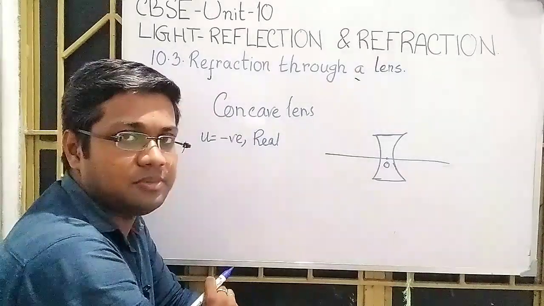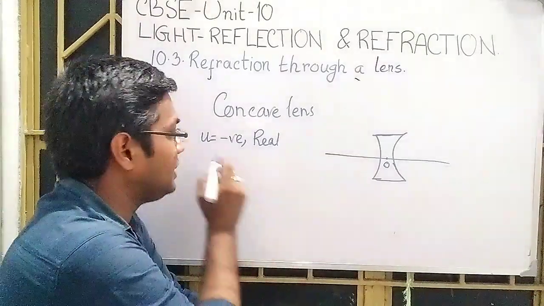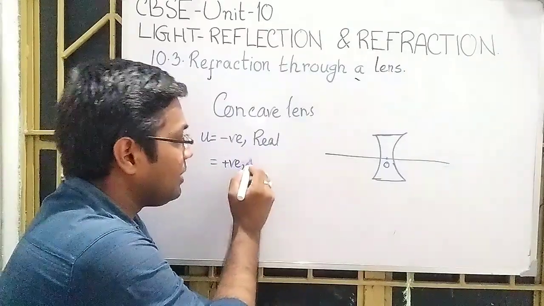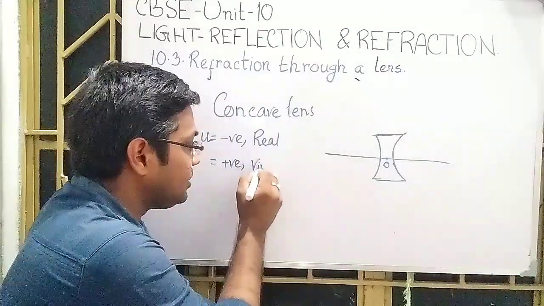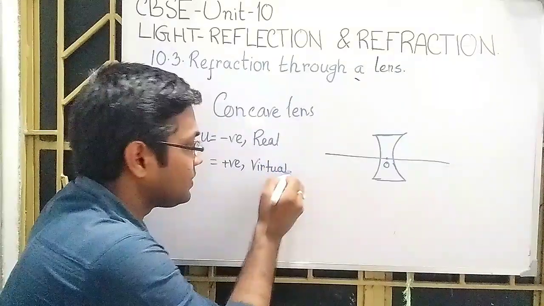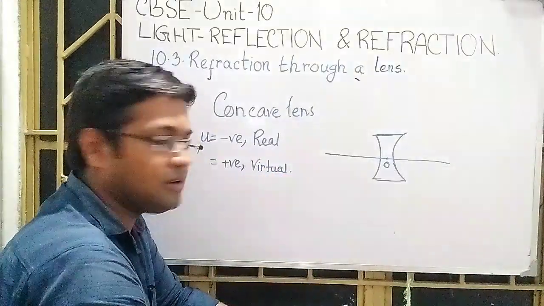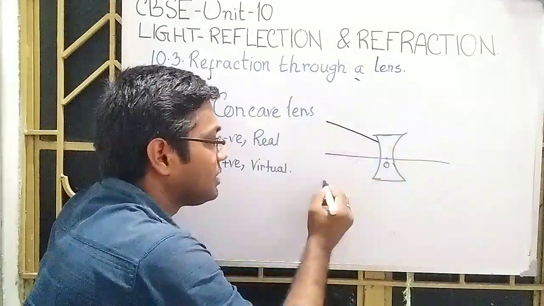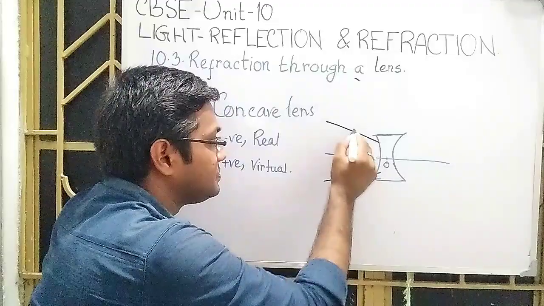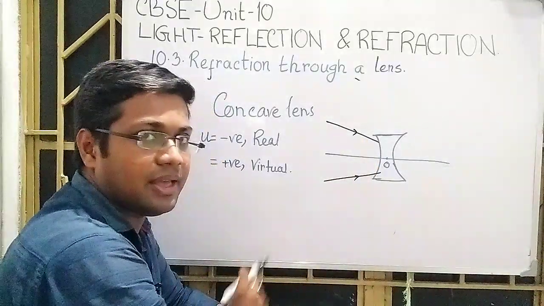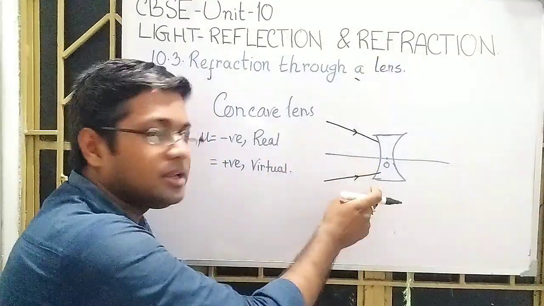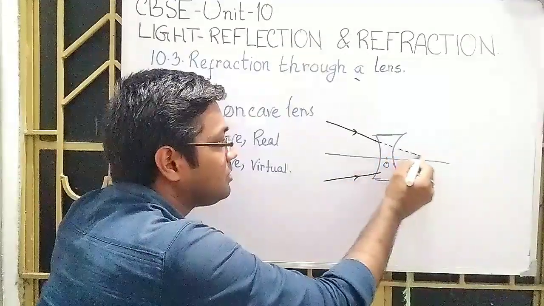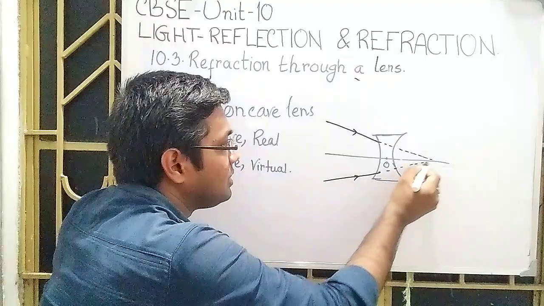If the object is a real one, then U is negative, and U is positive if the object is a virtual one. For that case, if I draw, let us say it is a converging ray. If this diverging lens is absent here, this ray will meet on the principal axis somewhere here.